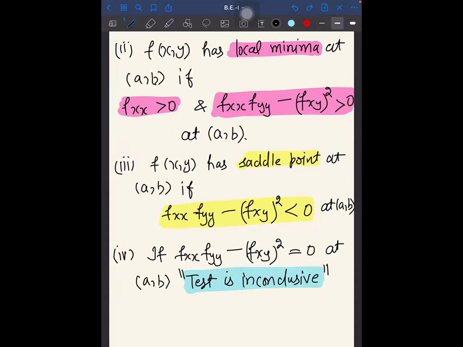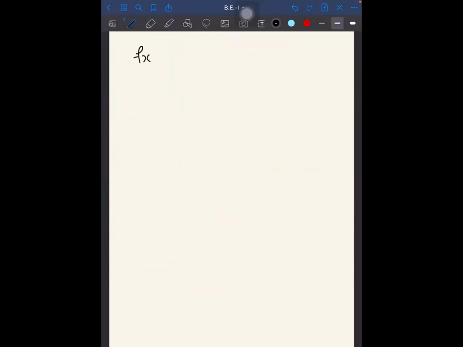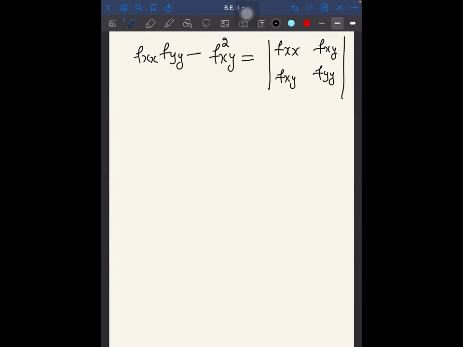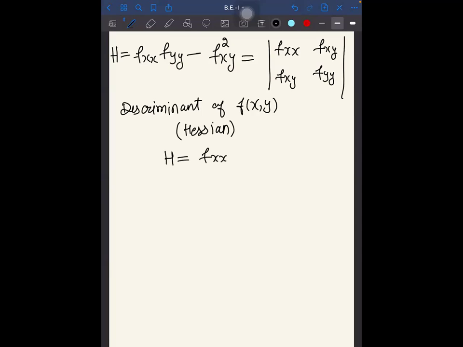So I'll conclude my lecture by saying this: this expression which we are calculating is actually a form of determinant, and that determinant is fxx, fyy, and here fxy, here fxy. And this determinant is called the discriminant of f of xy. तो ये theoretically आया है, हम उसकी detail में नहीं जा रहे हैं. It can be derived from a Taylor series of 2 variable functions, which is not a part of our syllabus, so that's why I'm not discussing it here. So this is the discriminant of f of xy, or sometimes we call it the Hessian, and that's why this expression is sometimes denoted by h. So if I'm talking about h, I'll be talking about this expression.